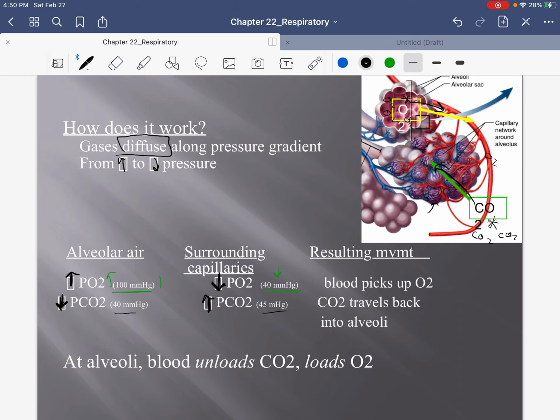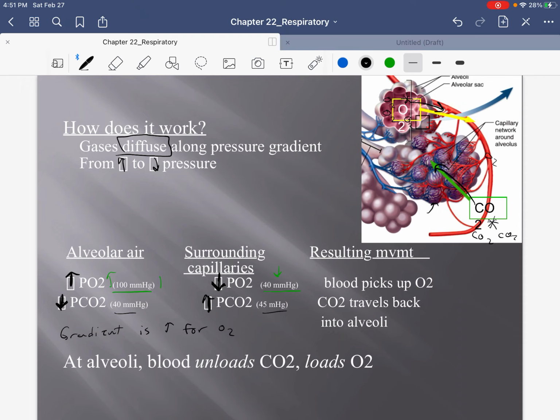There's a bigger concentration gradient for oxygen, right? Oxygen's going from 100 to 40, whereas carbon dioxide is going only from 45 to 40. So both have a concentration gradient, but the gradient is higher for oxygen. And we're going to talk about this in a minute.